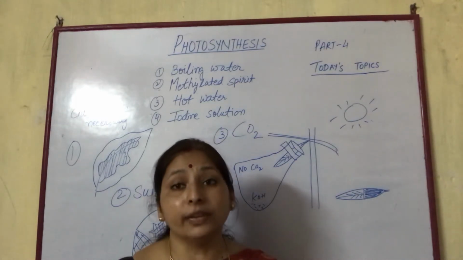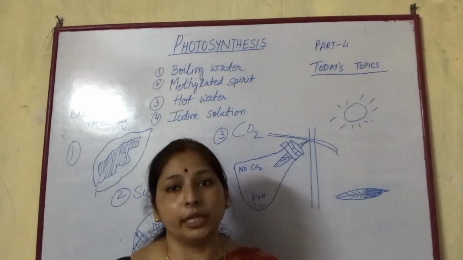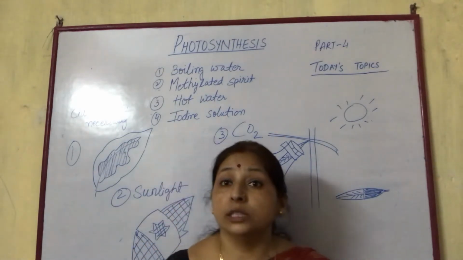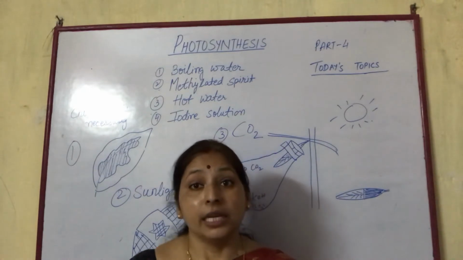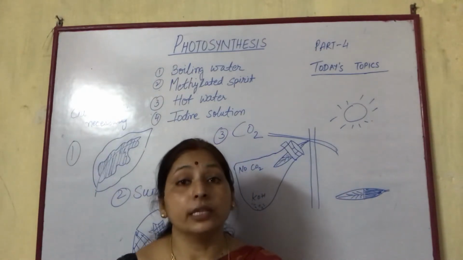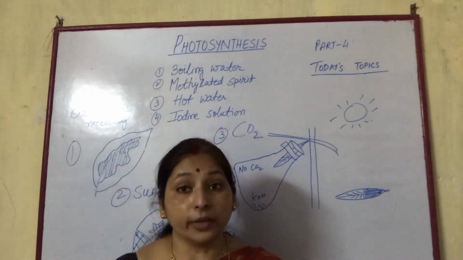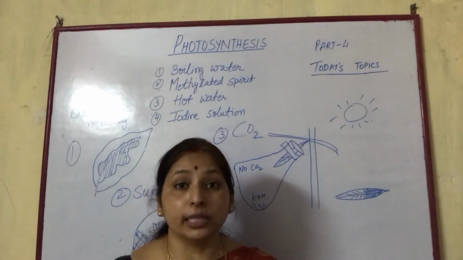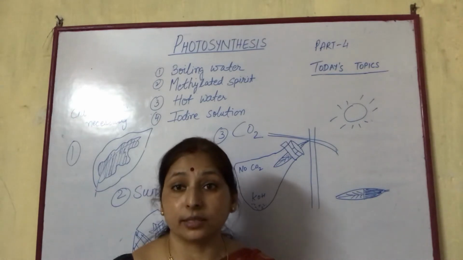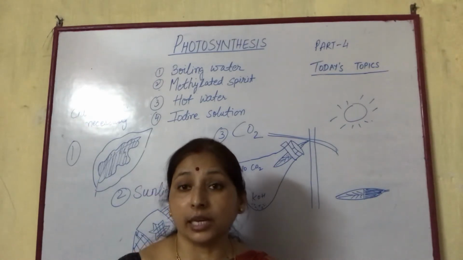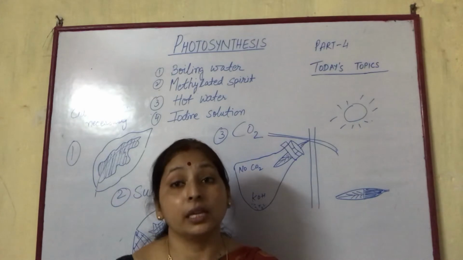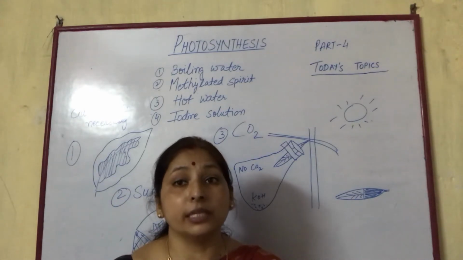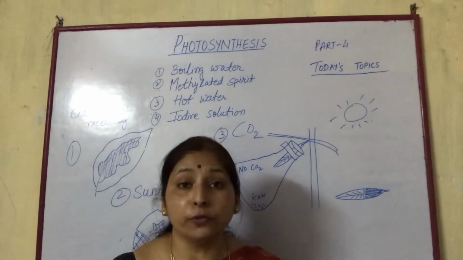All the factors, all the terms related to this we have already discussed. But whether all the facts which we are saying are correct or not requires an experimental proof. So today's video is all about experimental proof to show that CO2 is necessary, sunlight is necessary, chlorophyll is necessary, and oxygen is a byproduct. So what are the experimental proofs for these facts?